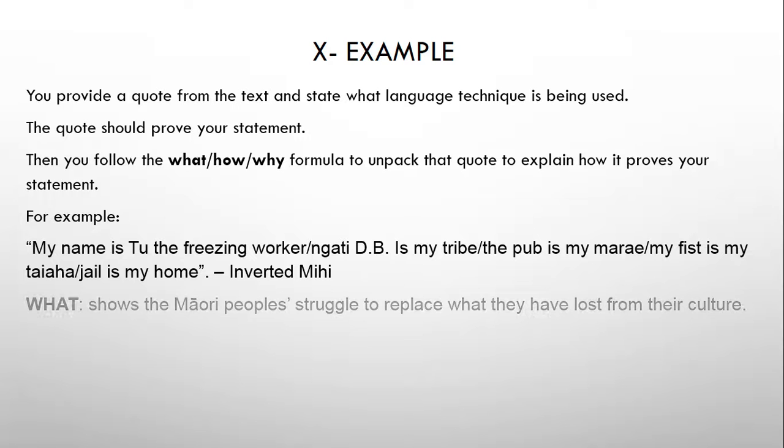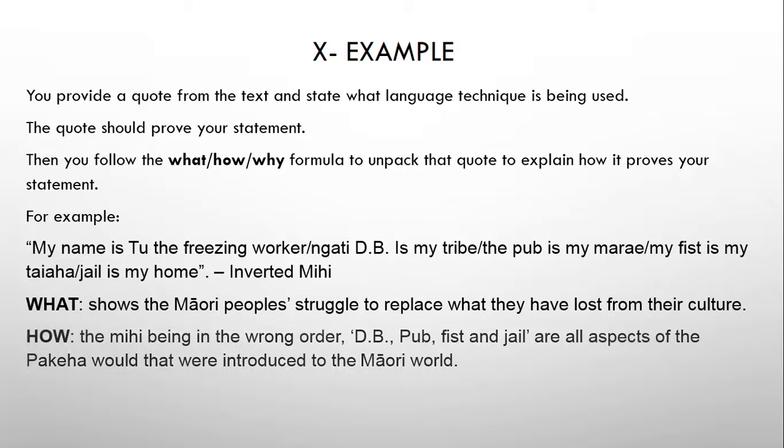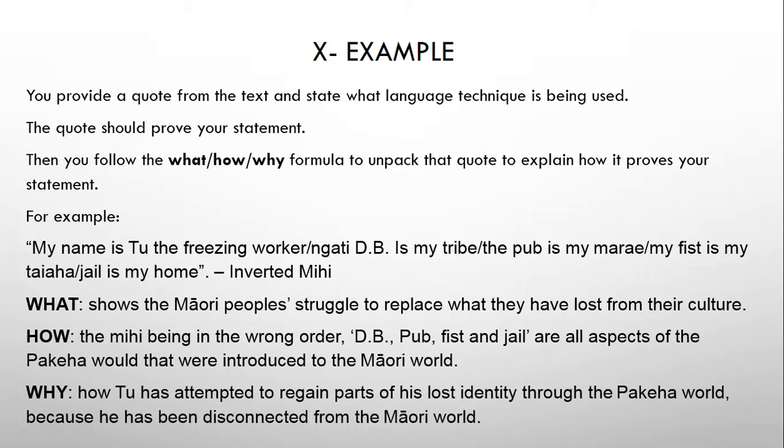That's the language technique. And then I've got my what is it showing? It shows the Māori people's struggle to replace what they have lost from their culture. How is it showing it? The mihi being in the wrong order, first of all. And then the DB, pub, fist, and jail are all aspects of the Pākehā world that were introduced to the Māori world. So that's how it creates that meaning. And then why is that important? Well, it shows how Tu has attempted to regain parts of his lost identity through the Pākehā world because he's been disconnected from his own world, from the Māori world.